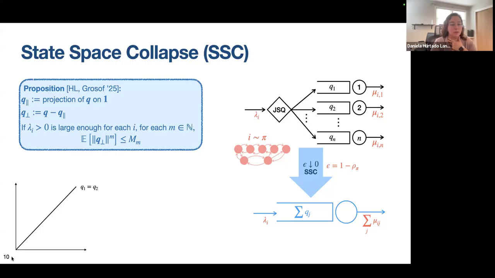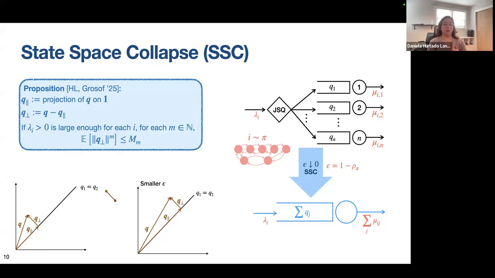In two dimensions, this is Q1 and Q2, and that line is where Q1 equals Q2. Let's say the vector of Q length is this brown vector. Then Q parallel is the projection on this line, so that vector over there, and Q perpendicular is that vector there. Now, if we decrease epsilon, so we increase the load, then the vector of Q length should be longer, and so will be the projection. However, the error vector Q perpendicular stays around the same. Since we are multiplying everything by epsilon, this becomes negligible, and we can approximate the vector of Q length by the projection Q parallel. The proof is classic drift analysis, so I'm not going to go there.